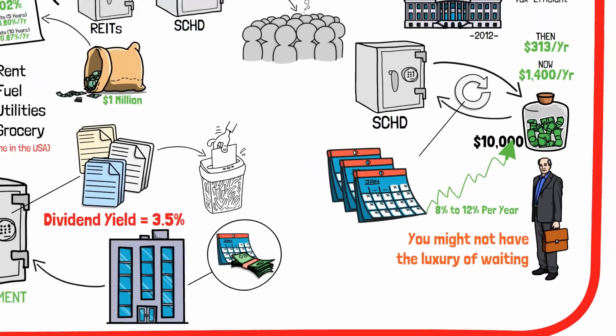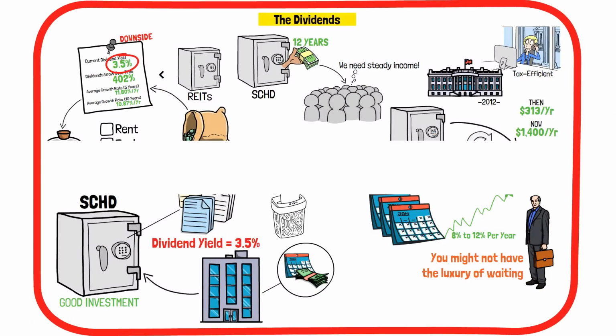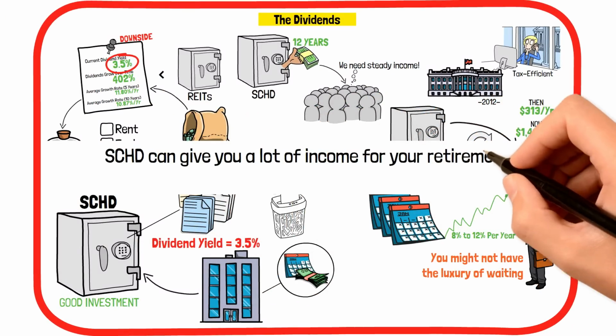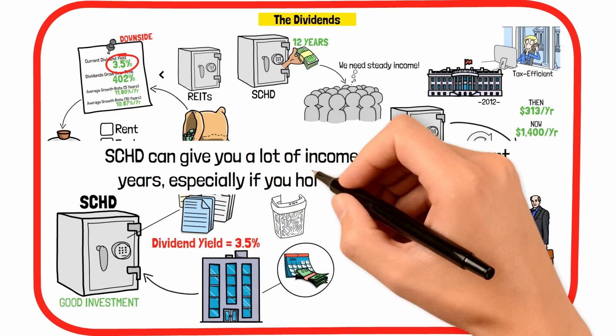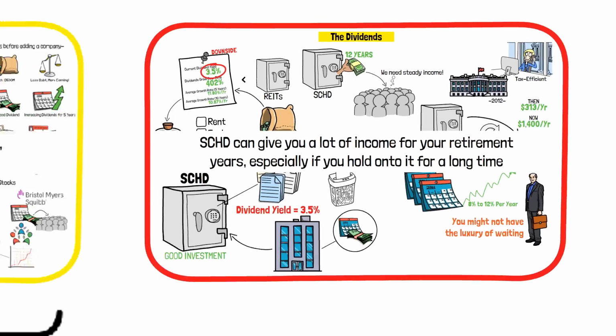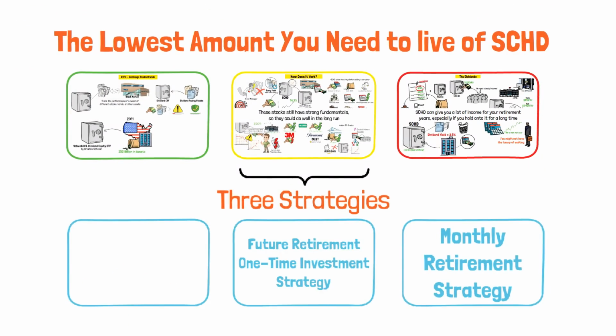While the total return of a regular stock market index might be higher in the long run, SCHD can give you a lot of income for your retirement years, especially if you hold on to it for a long time and keep putting more money into it. And now, on to the strategies themselves.